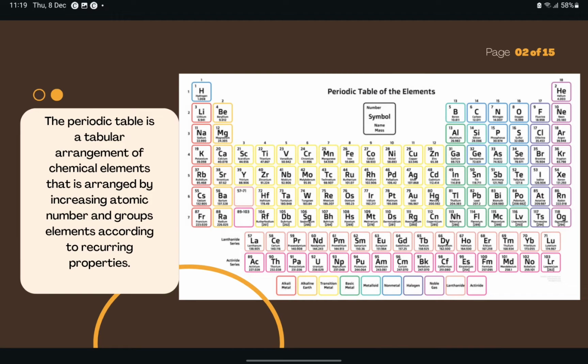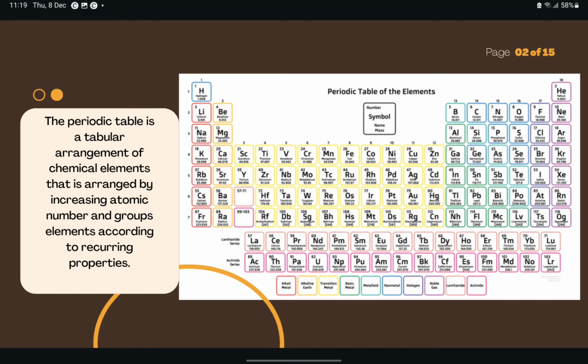So, the periodic table is a tabular arrangement of chemical elements that is arranged by increasing atomic number and groups elements according to recurring properties. As you can see from the periodic table, the columns of elements from left to right are called groups, and groups are numbered from 1 to 18.